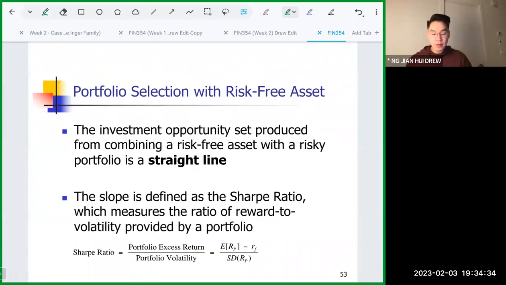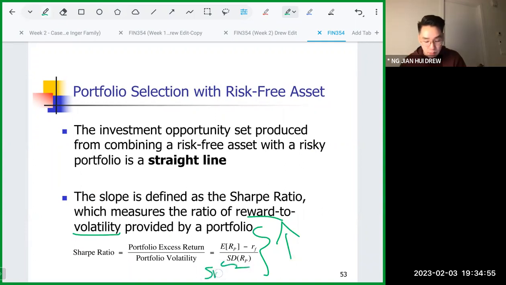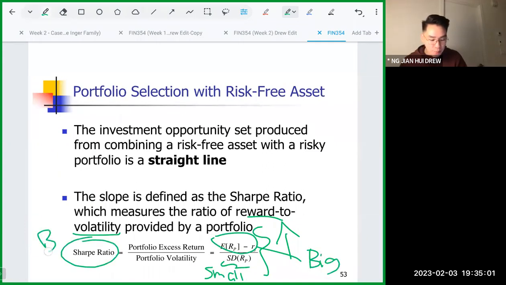And again, I repeat, the Sharpe ratio measures the risk and reward, or volatility, ratio, right? So what we want for a portfolio is for the Sharpe ratio to be as high as possible, right? Because you want to have higher rewards for lower volatility. So basically SD here is small, and you want this one to be big. And so the overall Sharpe ratio will be big. So big is better. So you want a big Sharpe ratio, okay?